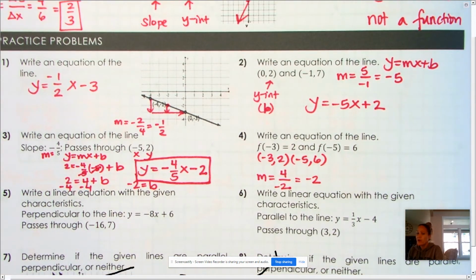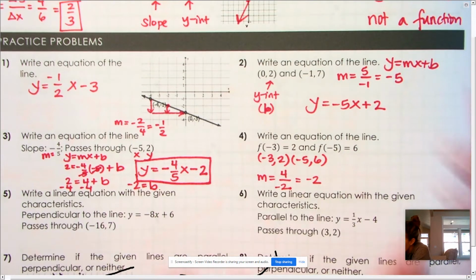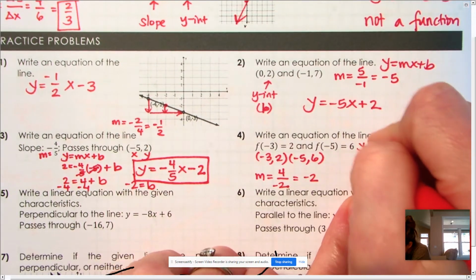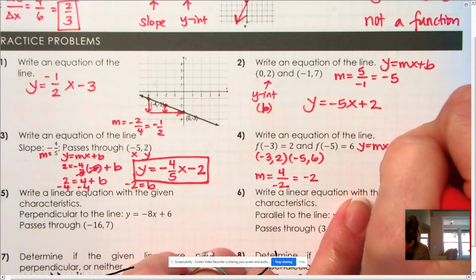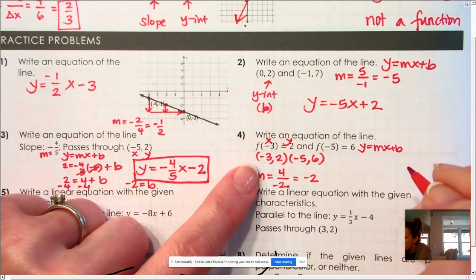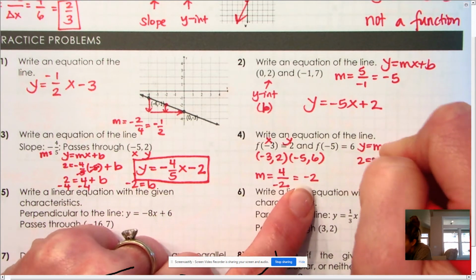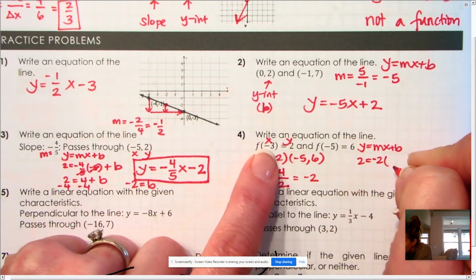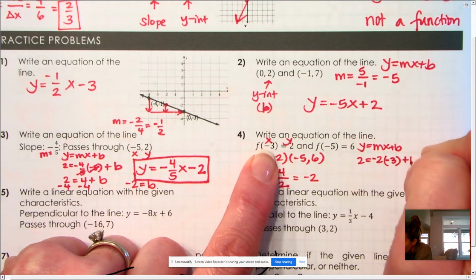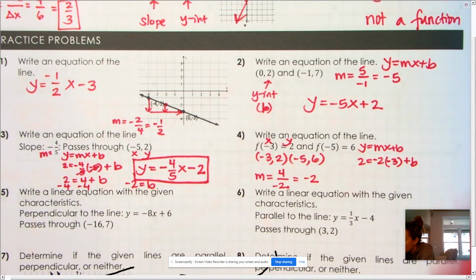Now I don't know the y-intercept because we don't know when x is equal to 0, but we can find it. Remember, we just start with y equals mx plus b. We pick one of these points. I'm going to choose this x and y combination. y is 2, m is negative 2, x is negative 3, and then plus b. So now I'm just going to solve it. A negative times a negative is a positive. That's going to give me 6.